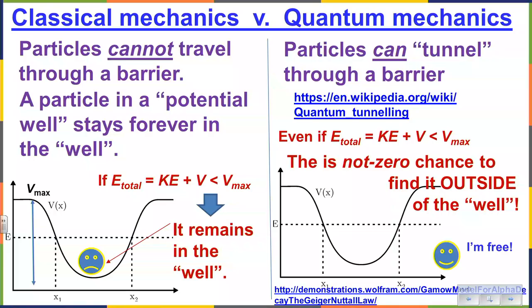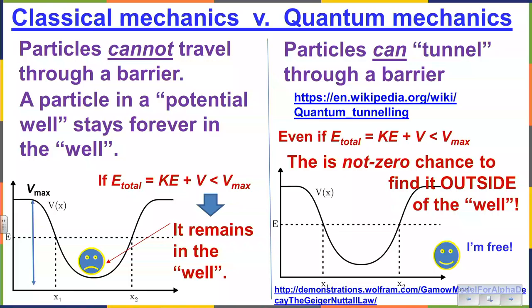Now, as we have learned, there is a big difference between the quantum world and the classical world. For example, in the classical world, a particle which is in a potential well cannot escape it on its own. If the total energy of the particle is less than the maximum potential energy of the well, it remains inside forever. We have to use an external force, an additional energy, to make it get out.